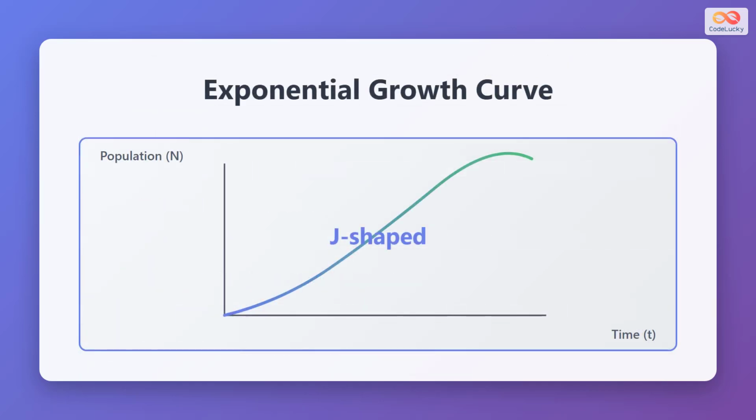Here we can visualize the exponential growth curve. Notice the characteristic J-shape. The curve starts relatively flat when the population is small, but as time progresses and the population grows, the curve becomes increasingly steep. This steep rise represents the accelerating growth rate. The population increases slowly at first, then more and more rapidly. This pattern occurs because each generation produces more offspring, and those offspring produce even more offspring, creating a compounding effect similar to compound interest in banking.